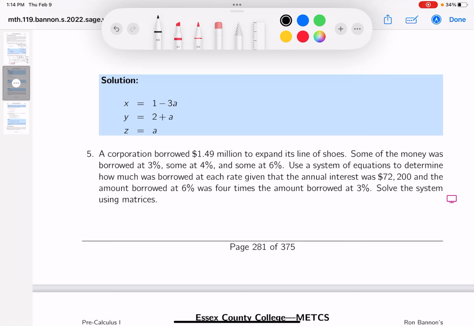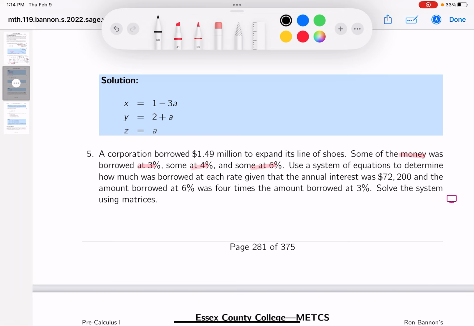So what do you have here? A corporation borrows some money, $1.49 million, to expand its line of shoes. Some of the money was borrowed at 3%, some was borrowed at 4%, and some was borrowed at 6%. So I'm going to outline this for you. The money at 3% and the money at 4% and the money at 6%.